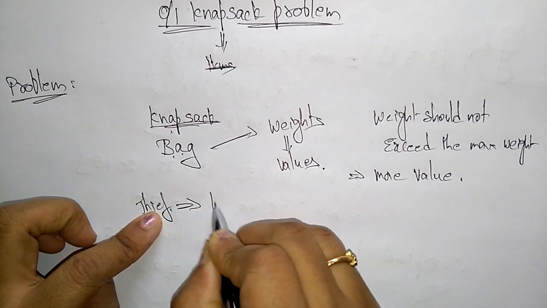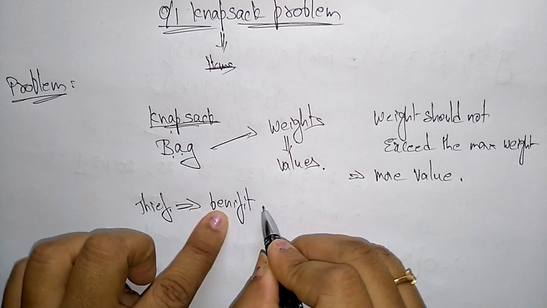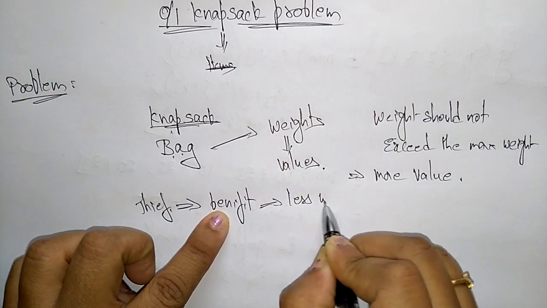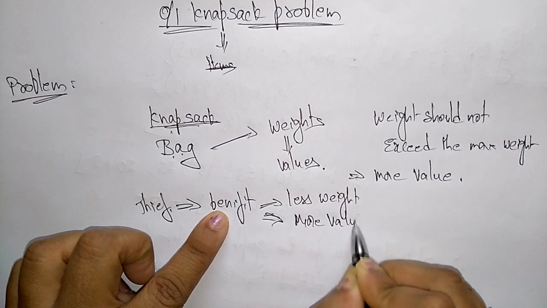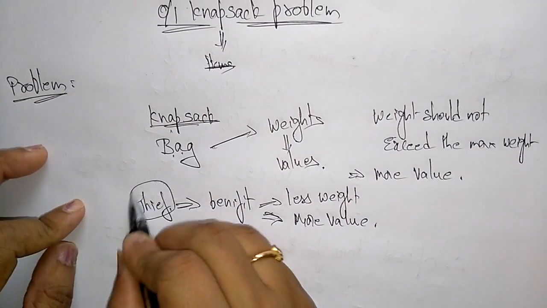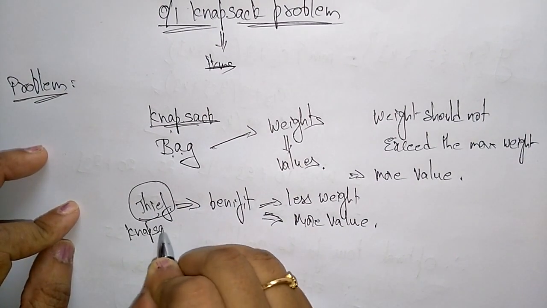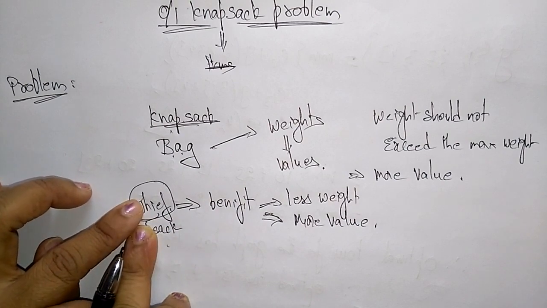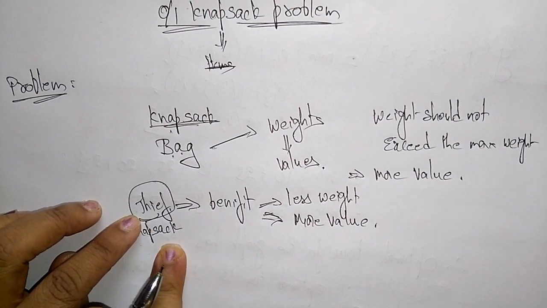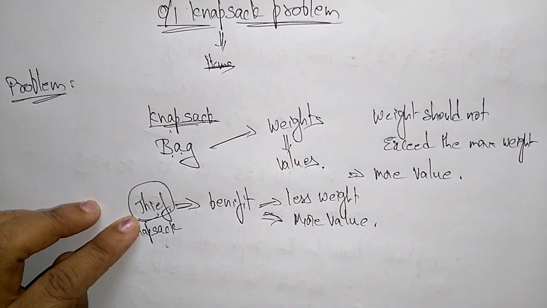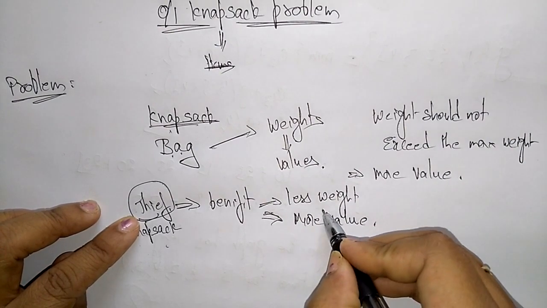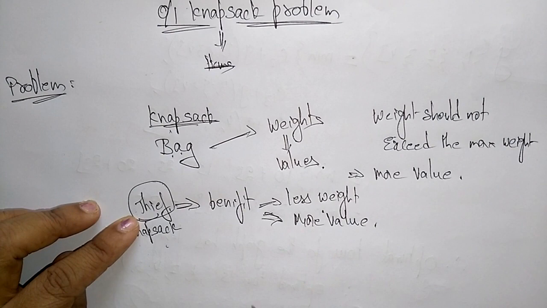So the thief benefits when there is less weight and more value. Here the thief is the knapsack. We call this thief the knapsack. This knapsack problem benefits when it has less weight and more value if we sell that item. Suppose he snatched a gold chain: the weight of that gold chain is less, but when he sells it, he will get more value. So those items he will snatch.